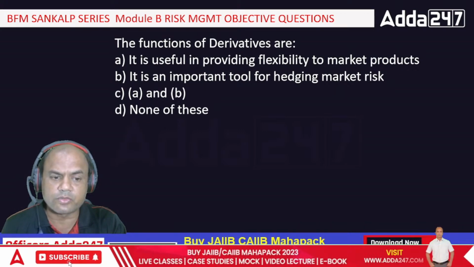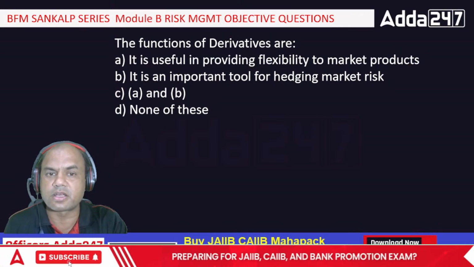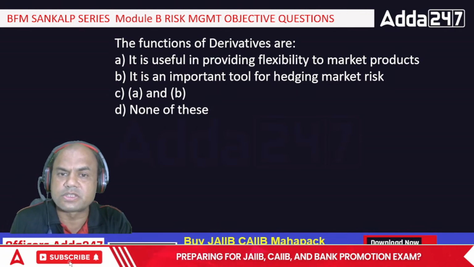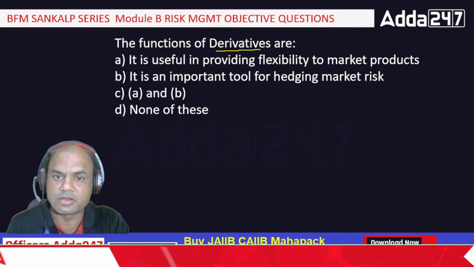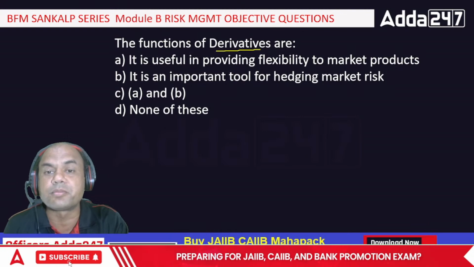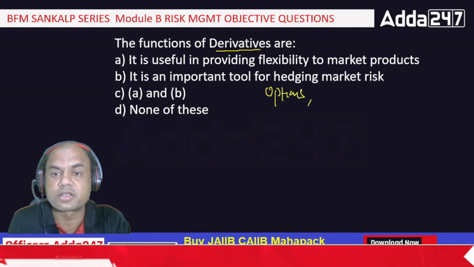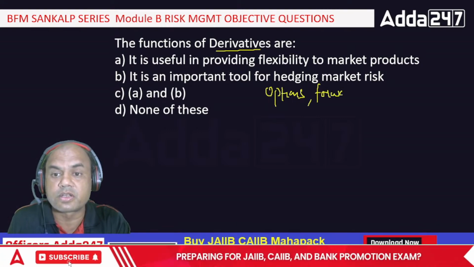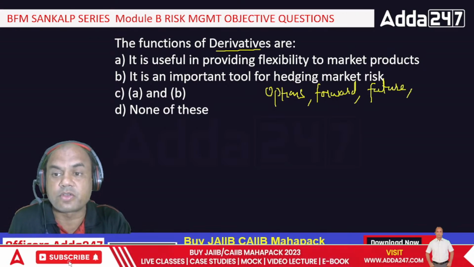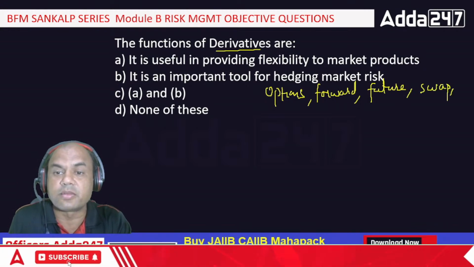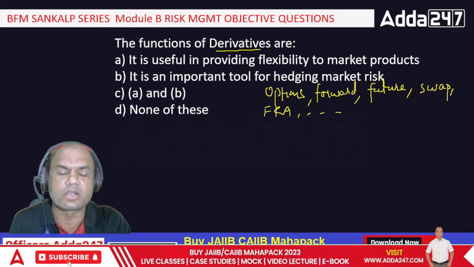So the first question is, now you'll have to answer it, everyone. The functions of derivatives are, means why are derivatives used? Firstly, what are derivatives? Derivatives means they are derived. Remember this word, derived from something. It can be options, it can be forwards. Forward is also a derivative. It can be future. It can be swap. It can be FRA, forward rate agreement. Or many. It can go on and on.